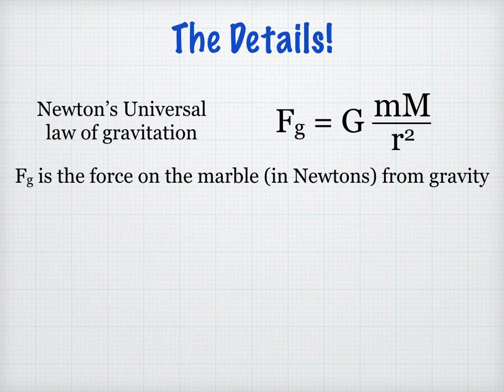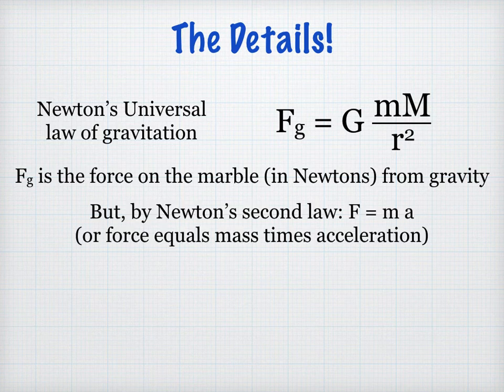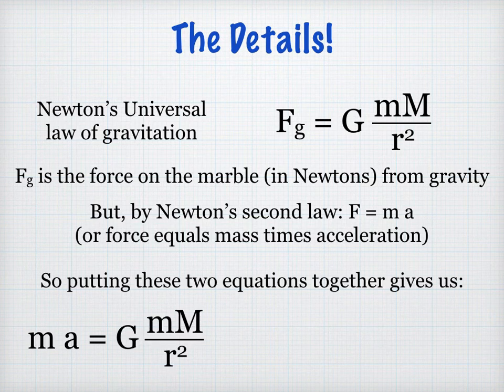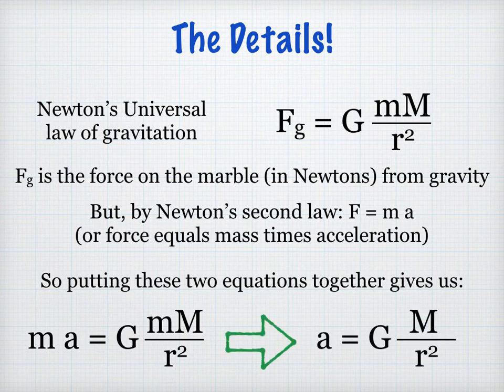But we also know by Newton's second law that a force is equal to mass times acceleration. So when we drop the marble, it's going to accelerate. Putting these two equations together, we can see that little m, the mass of the marble, is on both sides of the equation. Cancel that out, and we get that the acceleration due to gravity is just capital G, capital M over r squared, and it's independent of the marble's mass. This was something Galileo noticed a long time ago, that if you drop, say, a bowling ball and a marble, they both fall at the same rate and hit the ground at the same time.